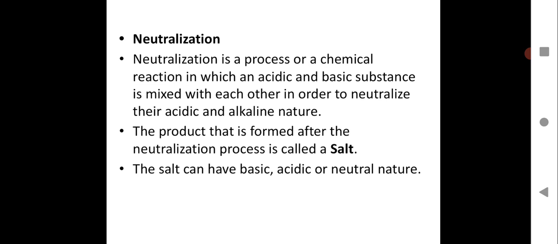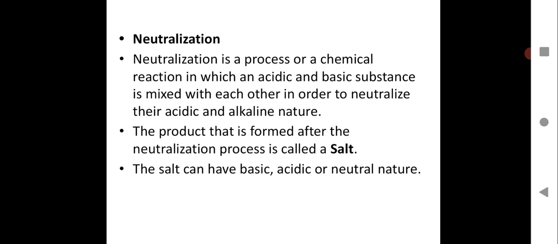So let us see. Neutralization is a process or a chemical reaction in which an acidic and a basic substance are mixed with each other in order to neutralize the acidic and alkaline nature, as I told you. The product that is formed after the neutralization is called a salt. So whenever an acid and a base react, it will always give you a salt and water. If you get a salt and water in any reaction, that is actually neutralization. That means the acidic and the basic substances will combine to give you salt and water, and the salt will be neutral in nature. That shows the neutralization process has taken place.